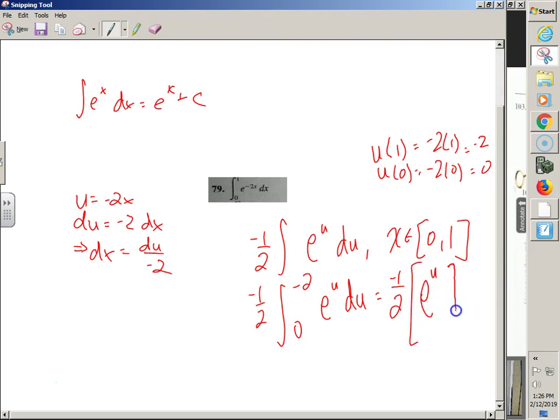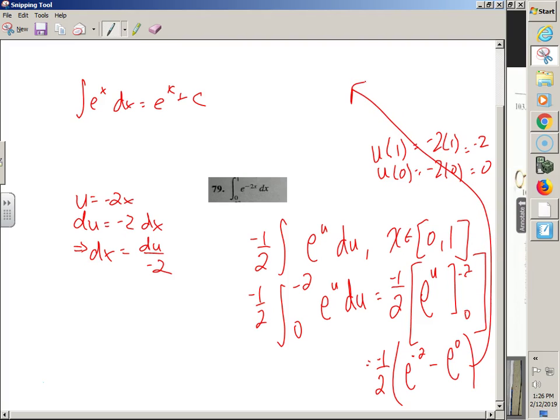Are we going back to x's? No. Why? Because we have u's ready to plug in. So I have negative 1/2 times e to the negative 2 minus e to the 0. What's anything to the 0 power? 1? Yep, it's 1. So why, oh why, am I going to write the final answer as... I switched it. Sorry. E squared minus 1.